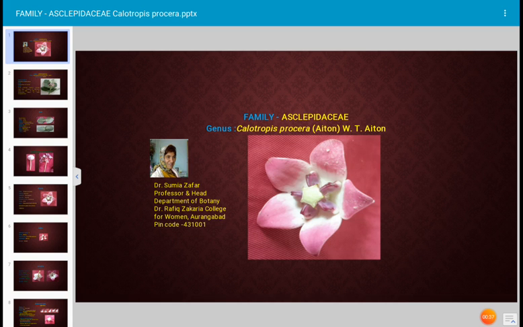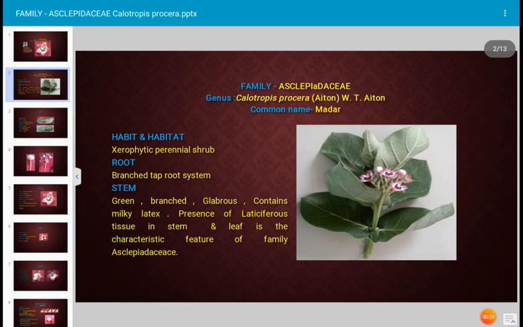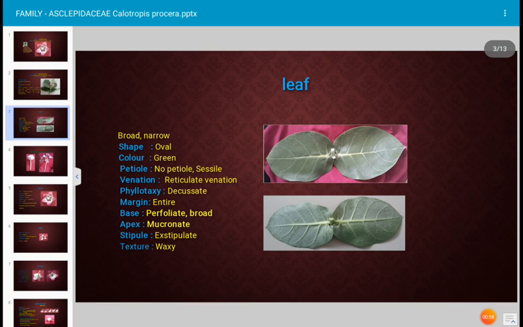In India, this plant Calotropis procera occurs in almost all the states. It grows in a variety of soil. It is a wild plant and it is also a medicinally important plant. Next slide. How is the leaf of this Calotropis procera?